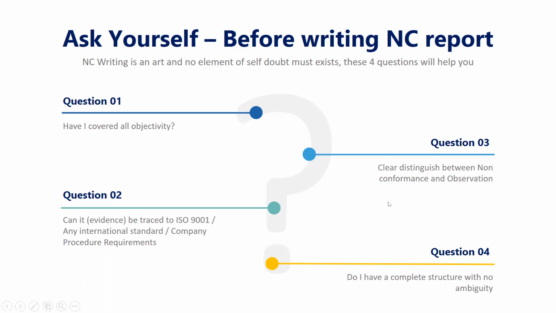Number 3, can I distinguish between non-conformance and observation? Is there any subtle difference between the NCs and observations, and am I confident with that? Number 4, do I have a complete structure with no ambiguity? So these are the 4 questions you need to ask yourself.